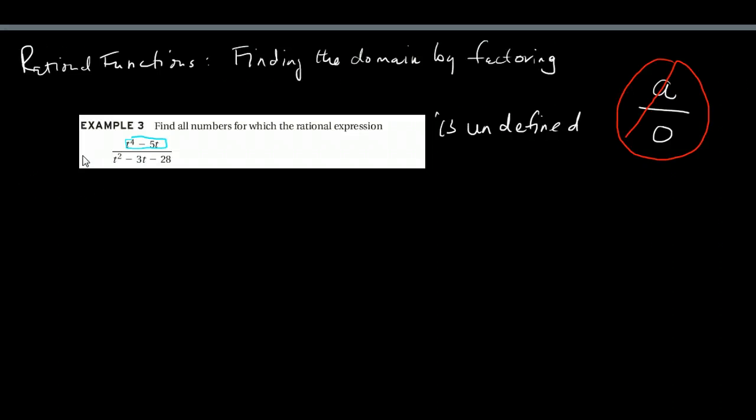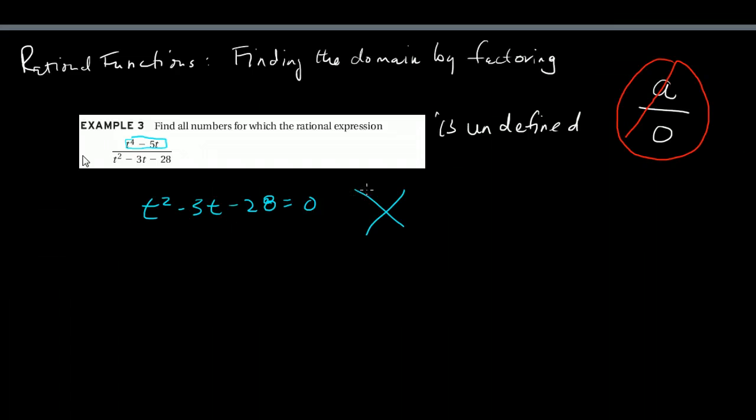So to find that, what we'll do is set the denominator equal to 0. Let's say t squared minus 3t minus 28. When does that equal 0? And we've done this before. We've done this by factoring. So now that you're done with your factoring quiz, I'm going to show you a quick and easy, quick and dirty way to do it.